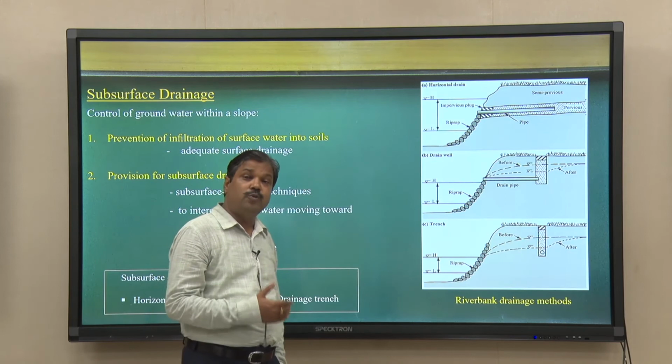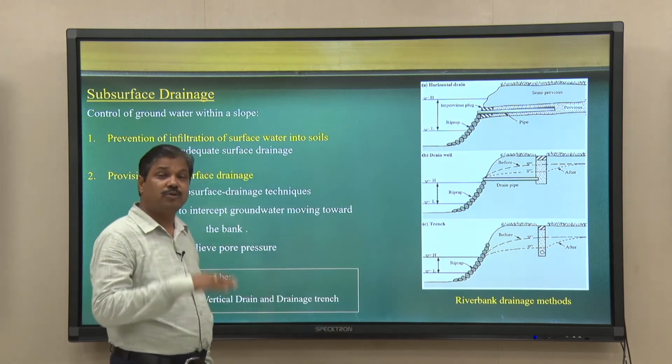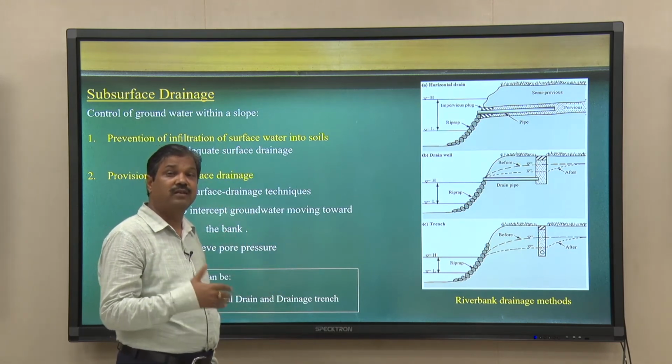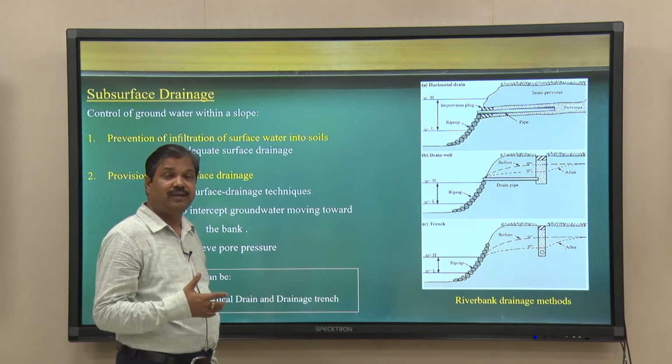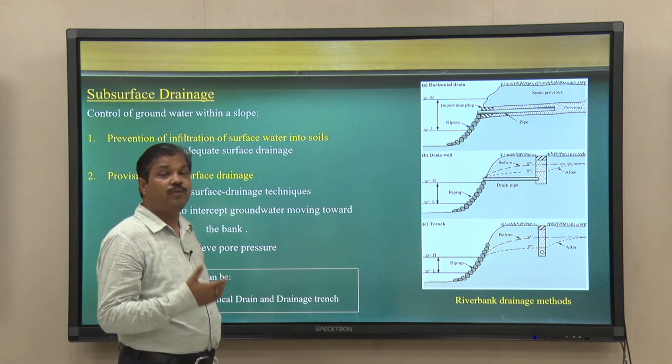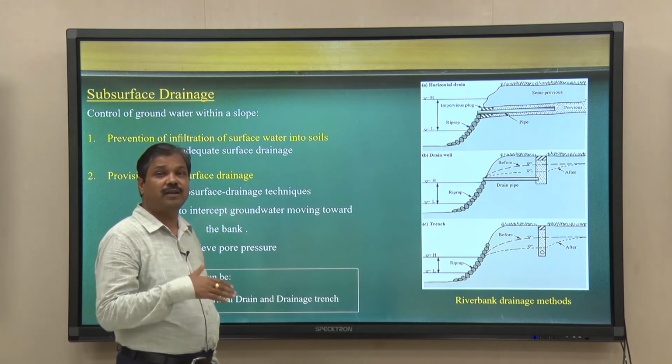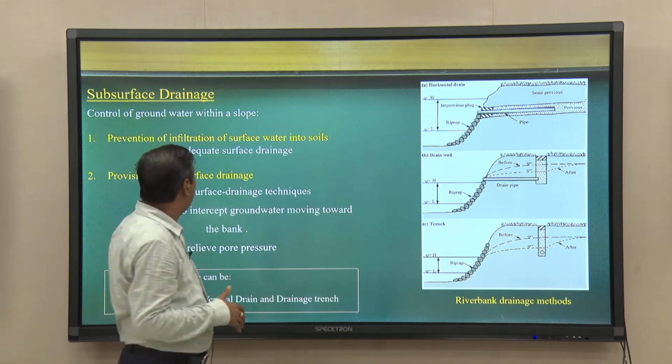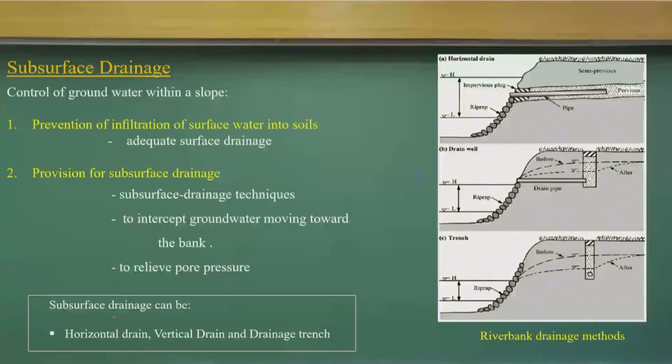Now, as you know, groundwater fluctuations play a major role in toe failures or rotational failures. How do we reduce the fluctuations of the groundwater table? What we do is provide subsurface drainage to control the groundwater within a slope. That is what we try to do. How do we do it? If you look at this figure, you can understand it.